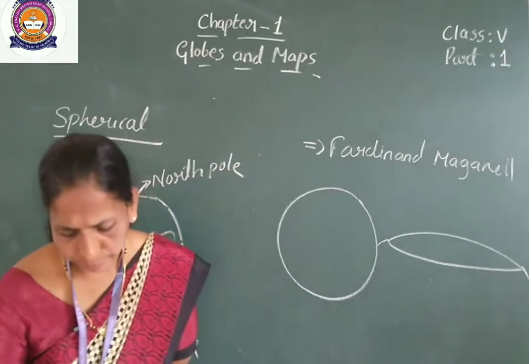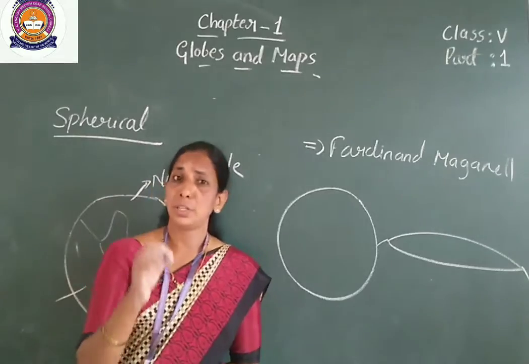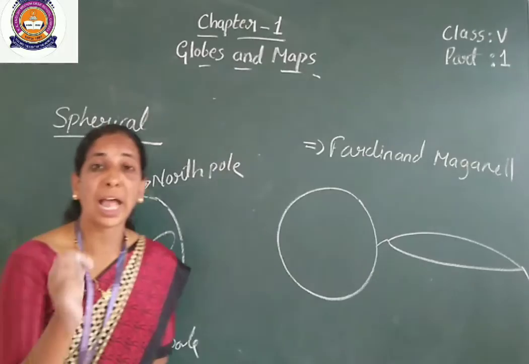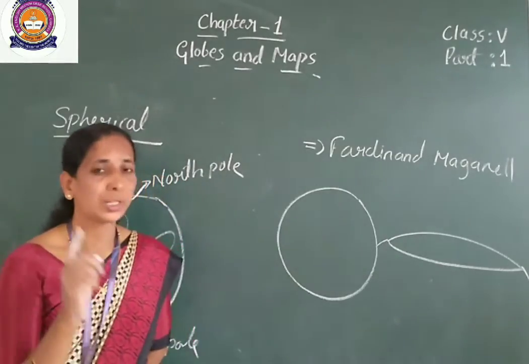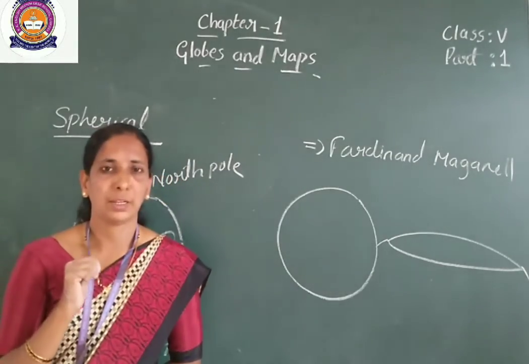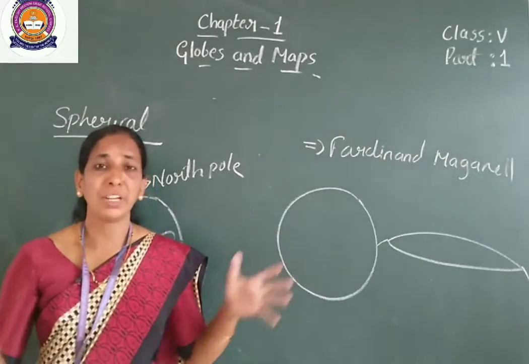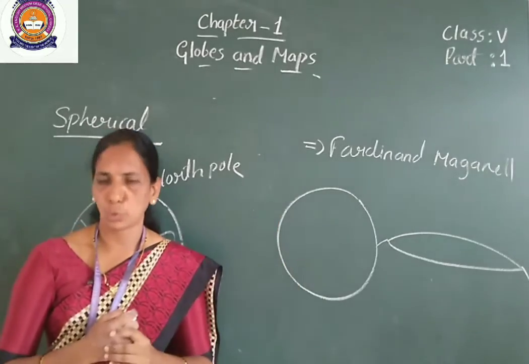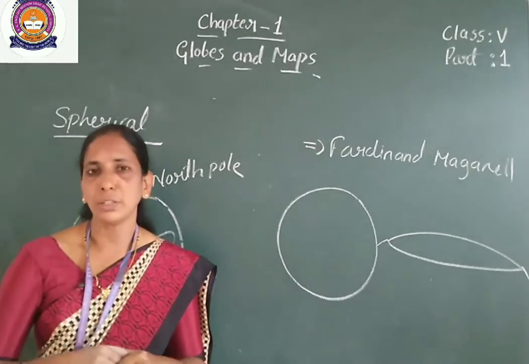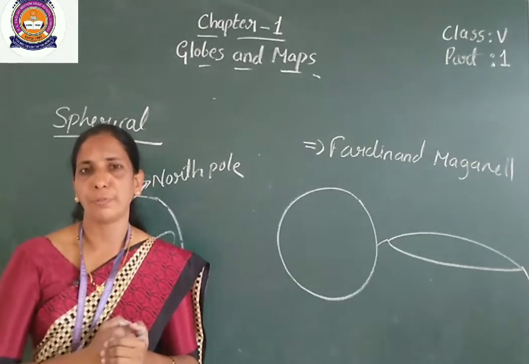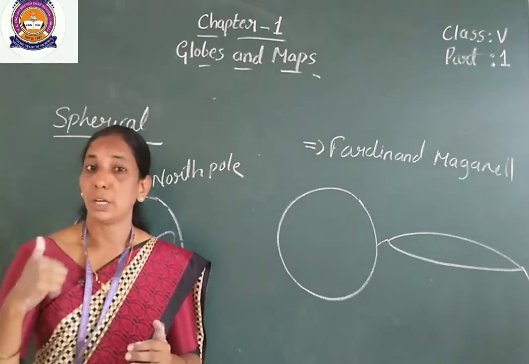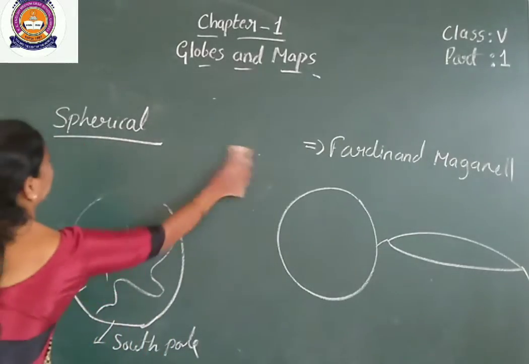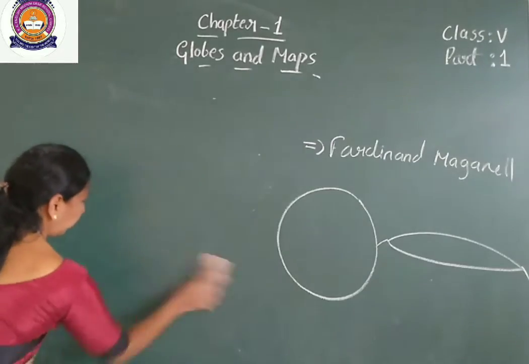The study of the earth is done with the help of globes and maps. Then we know how the earth is, and how the shape of the earth is. So the study of the earth is done with the help of maps and globes. So let us now start with the globe. See here.